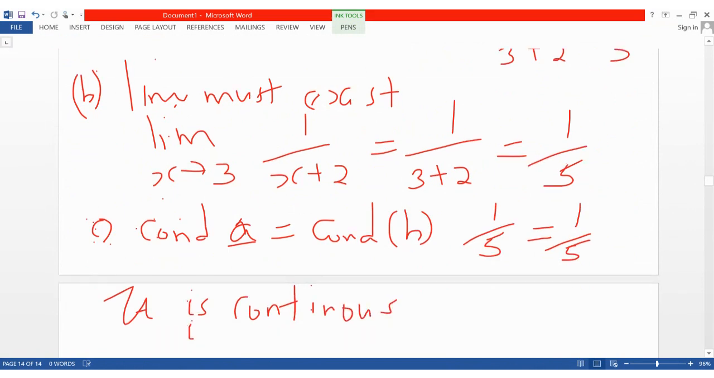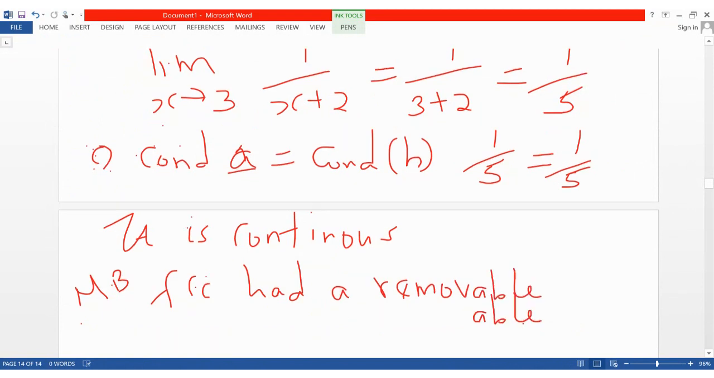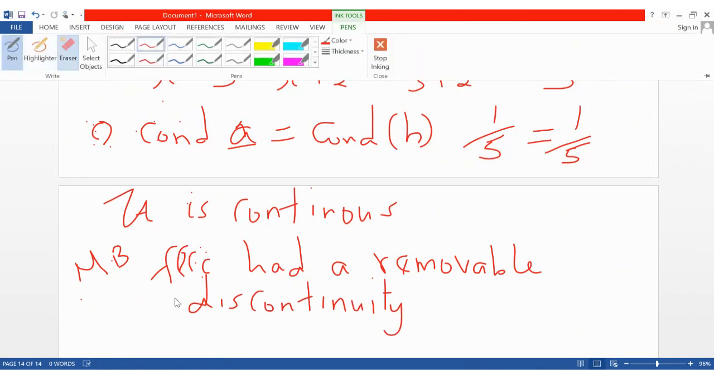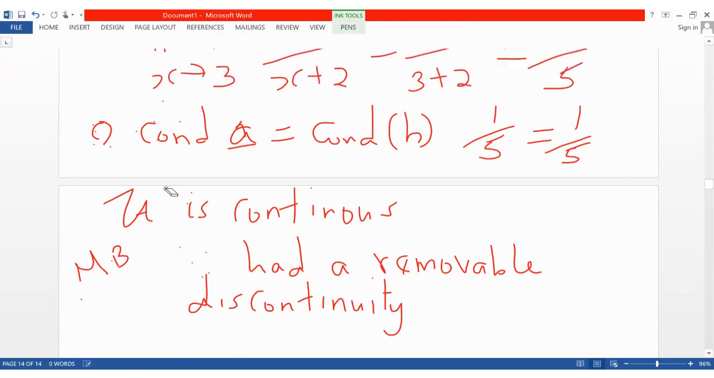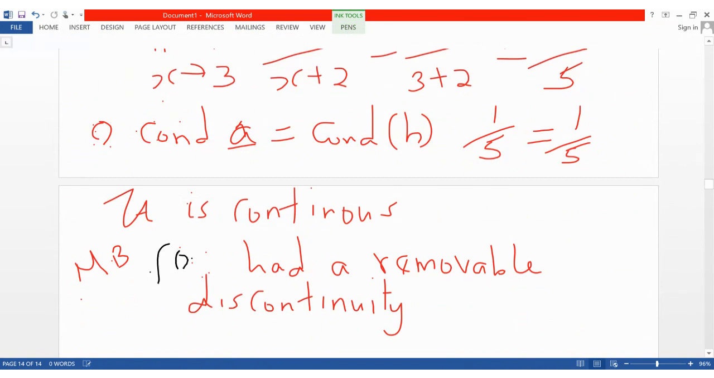So the note there I want you to have is NB: f of x had a removable discontinuity. There are some functions, and I've given you some in the notes that you can easily go through. So it has a removable discontinuity.